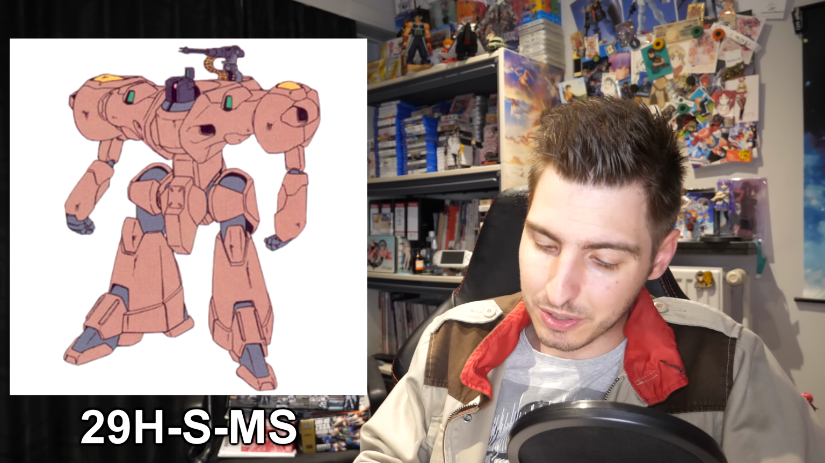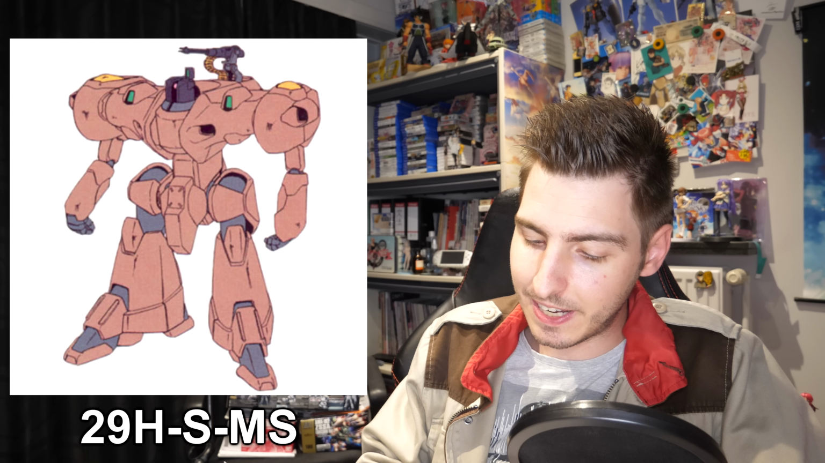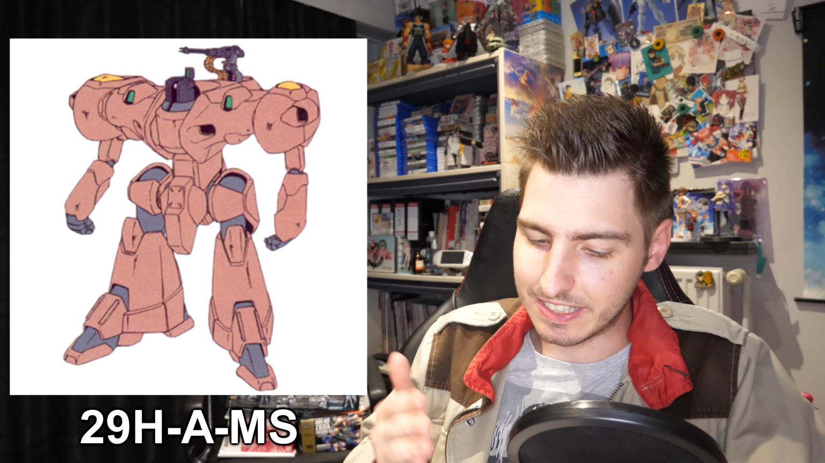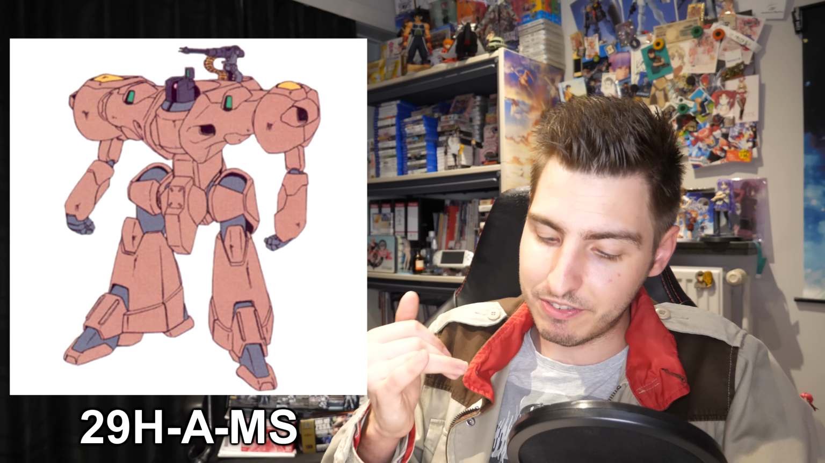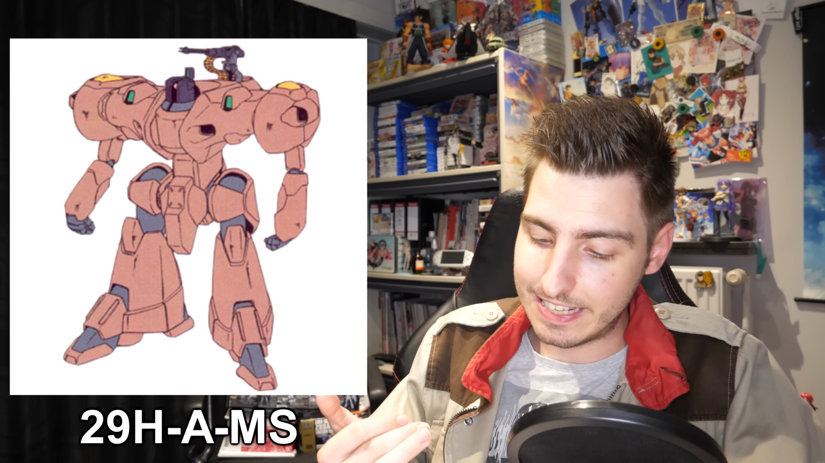Then the Neo Americans with their Murphy are also quite the enigma, the 29HSMS. But then the model number that's listed on the Gundam Wiki is slightly different and would also be easier to explain. It is the 29HAMS, where the H would then again stand for helicopter, the A for assault or attack, and MS for mobile suit, making the full meaning an attack helicopter mobile suit, which is essentially what this thing is meant to be.